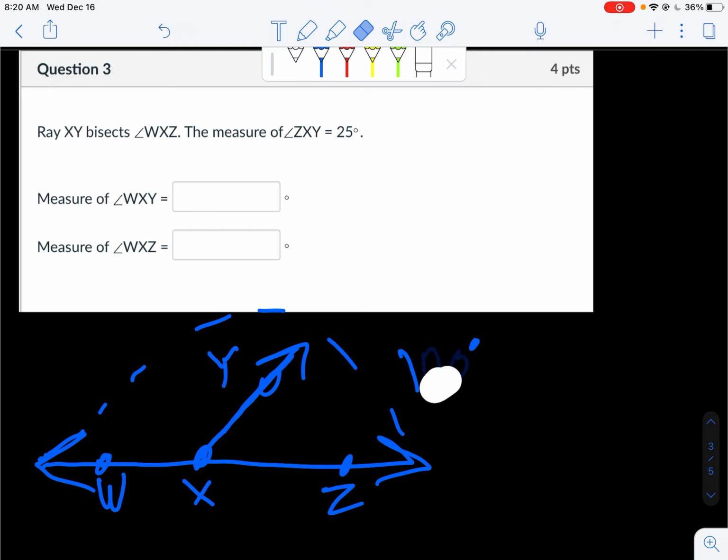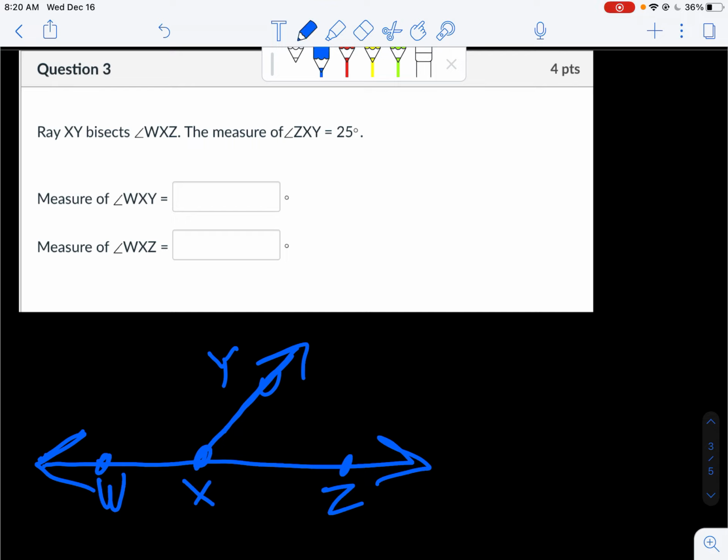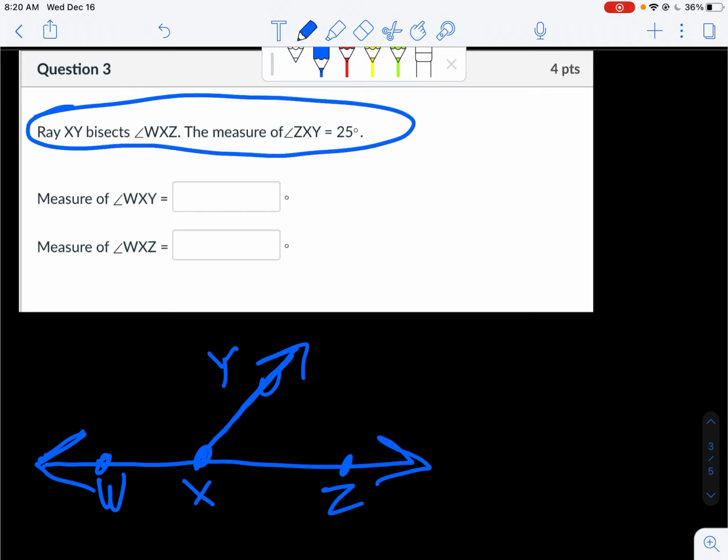Now, I totally get where that's coming from, because we have done things where we have pictures that are 180 degrees. The only problem with that is that nowhere in these directions does it say that we're dealing with a straight angle or a linear pair or anything like that. The only way that we can know that we're dealing with something that's 180 degrees total is if in the directions it tells us that we have a linear pair, or that WXZ is a straight angle, meaning it's 180 degrees, or that they are supplementary angles. That would also tell us that they're 180.